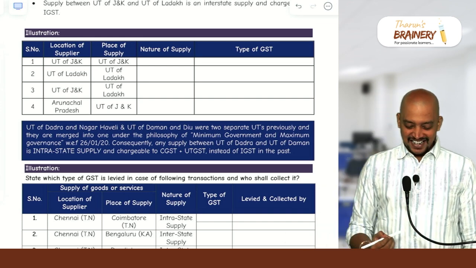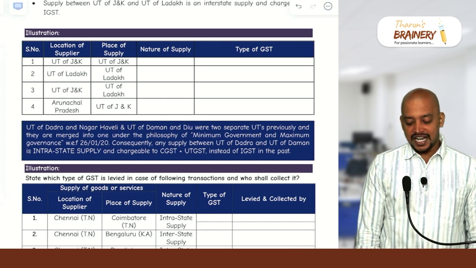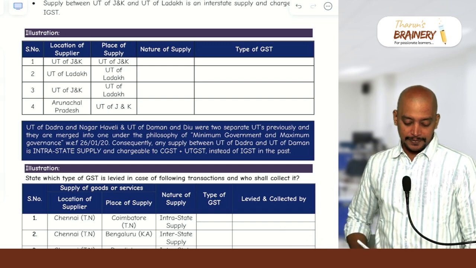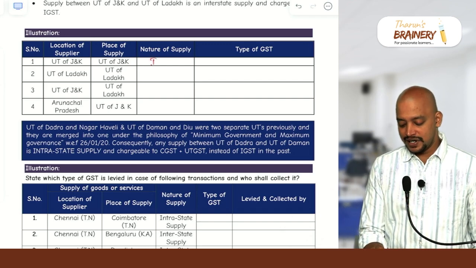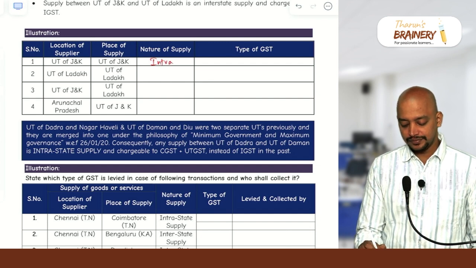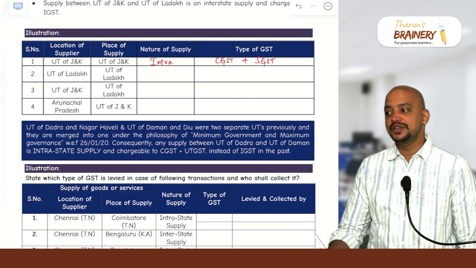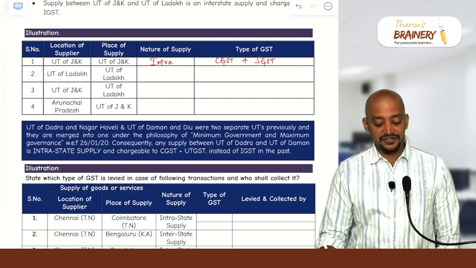Okay. Then say this. Location of supplier, Union Territory of Jammu and Kashmir. Place of supply, also Union Territory of Jammu and Kashmir. What is the nature of supply? Inter or intra? Intra. What is the type of GST? CGST and SGST, or UTGST? SGST, because Jammu and Kashmir is not a Union Territory without state legislature. It is a Union Territory with state legislature.